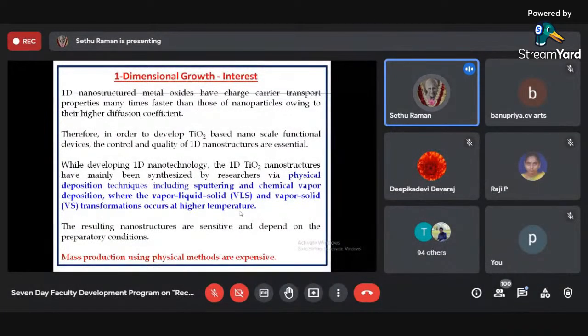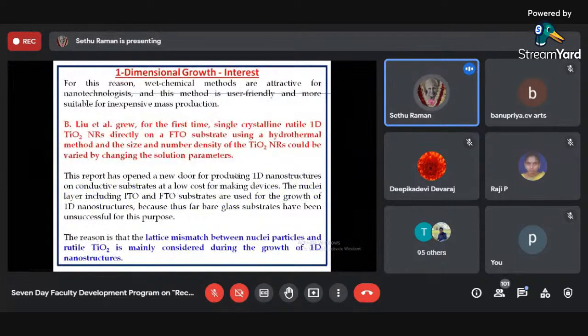We always prefer a simple solution route for the preparation of one-dimensional nanostructures. The vapor techniques are very expensive, and mass production is very difficult with them. That's why people always think about simple chemical and solution techniques.